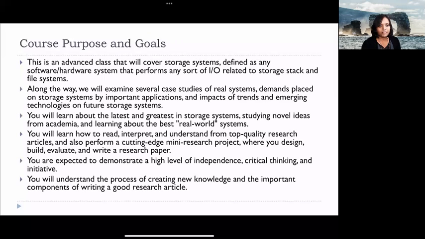What are the purpose and goal of this course? Apart from learning technical concepts, such as emerging storage technologies, such as flash-based memories, non-volatile memories, persistent memories, learning about the concepts of file system implementation, how do we maintain redundancy, or how do we ensure data recovery or data reliability, all these things.